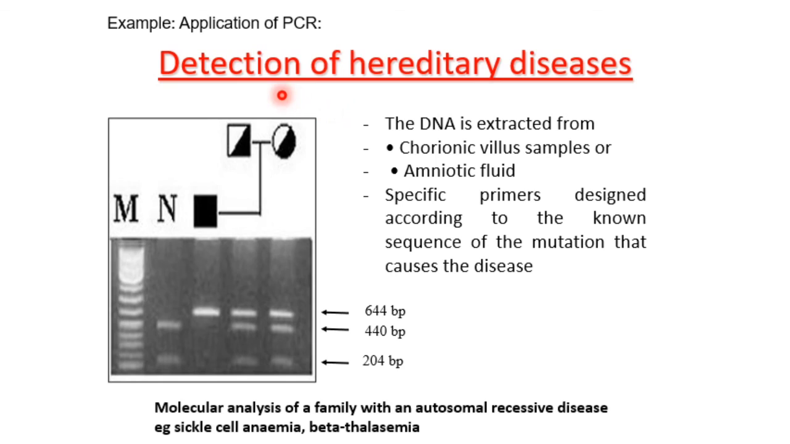Another important application of PCR is the detection of hereditary diseases or genetic diseases, when the DNA is extracted from a chorionic villus sample, amniotic fluid, or from blood, where the specific primer will be designed according to the sequence or the mutation that we are looking for in a certain gene. Many diseases will be diagnosed by this PCR technique, like sickle cell anemia, thalassemia, familial hypercholesterolemia, and many more.